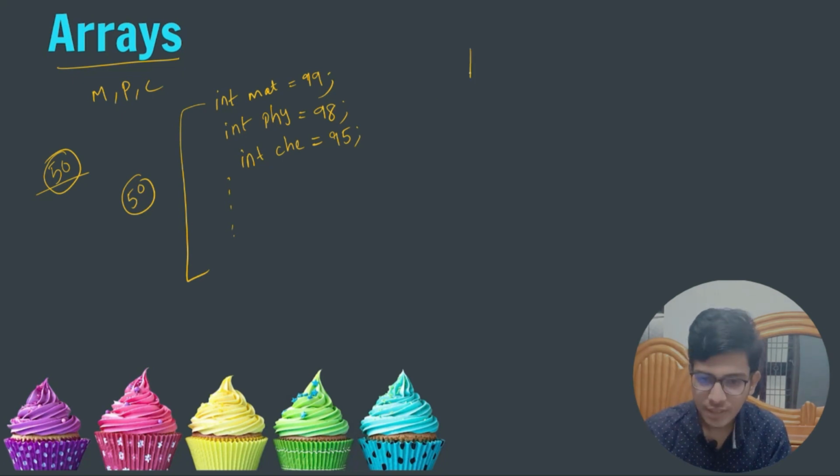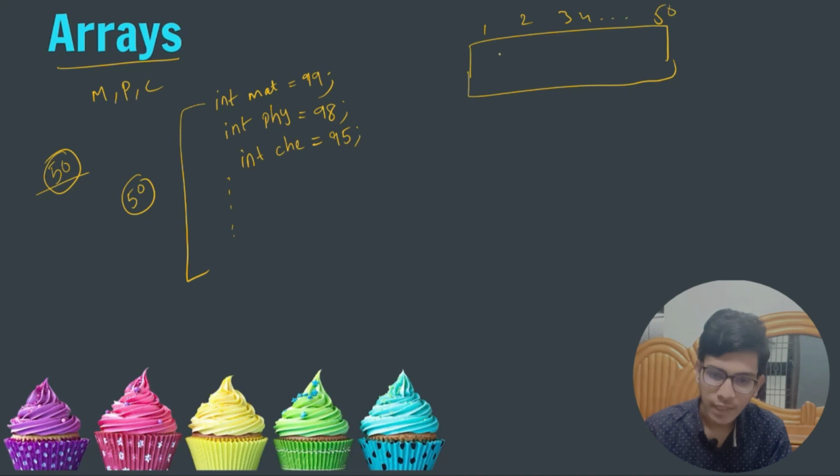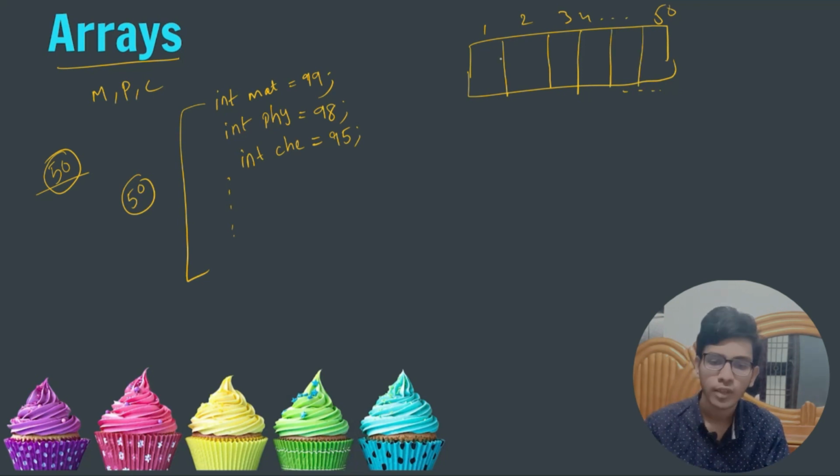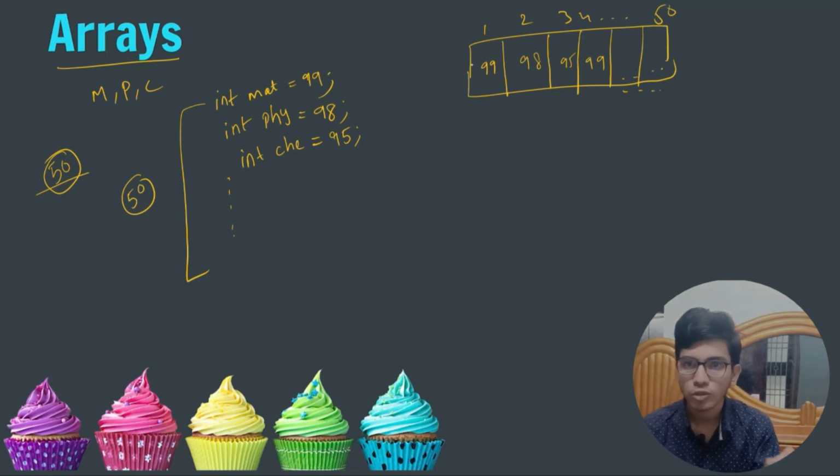So we basically just create an array of 50 subjects, 1 2 3 4 up to 50, and in each block we store the marks of each subject. So this is how an array works. So I can store here the marks, maths marks as 99, after that physics marks 98, after that 95, after that let us consider computer science Java language marks 99, and so on up to 50 subjects. So this is how we use arrays to store similar data types in a continuous manner, right?